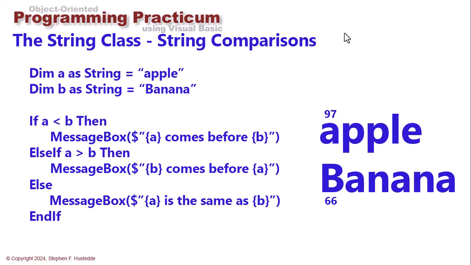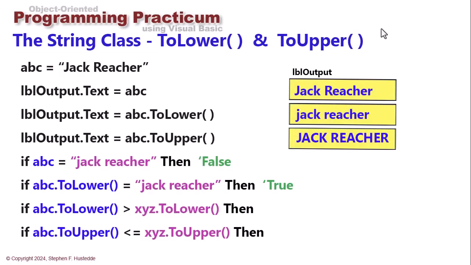Well, how can we make this case insensitive? So it doesn't matter if it's uppercase or lowercase. That's where the methods ToLower and ToUpper can come in handy. I have a string variable, ABC, whose value is Jack Reacher. lblOutput.Text equals ABC, and you see that in the label there we get Jack Reacher with a capital J and a capital R, and everything else lowercase, just as we've assigned it to ABC.